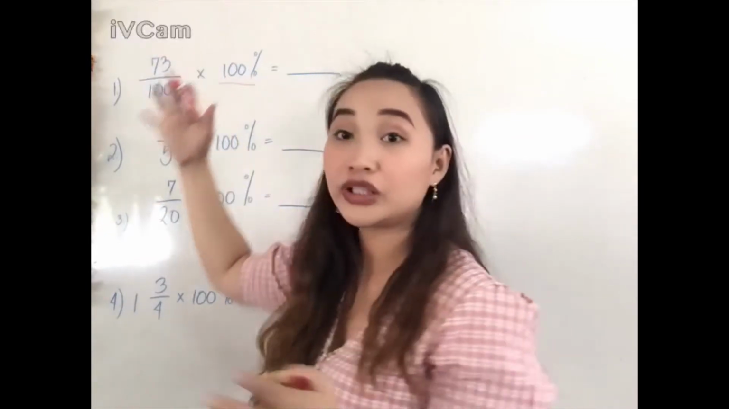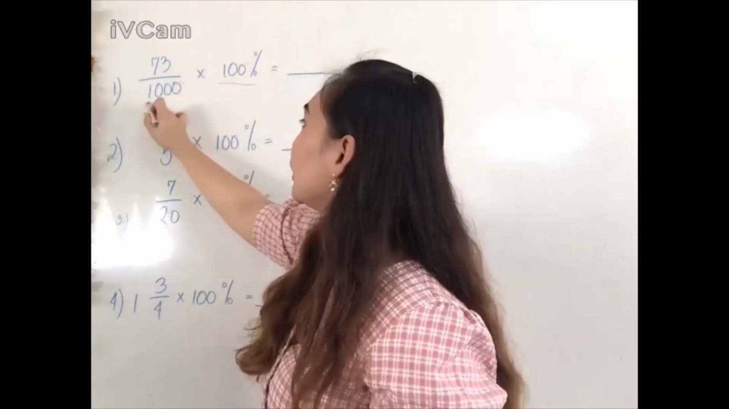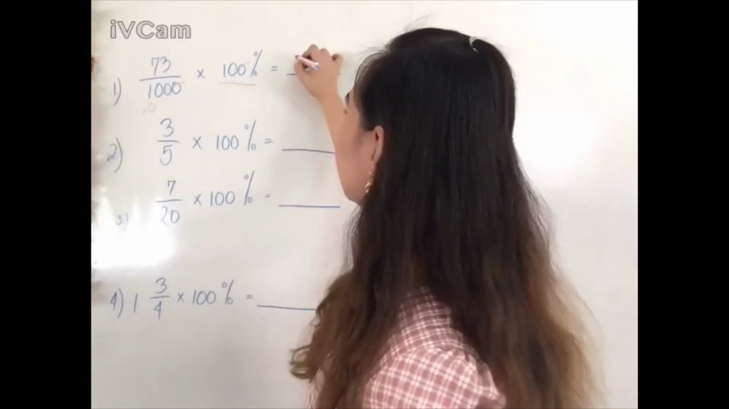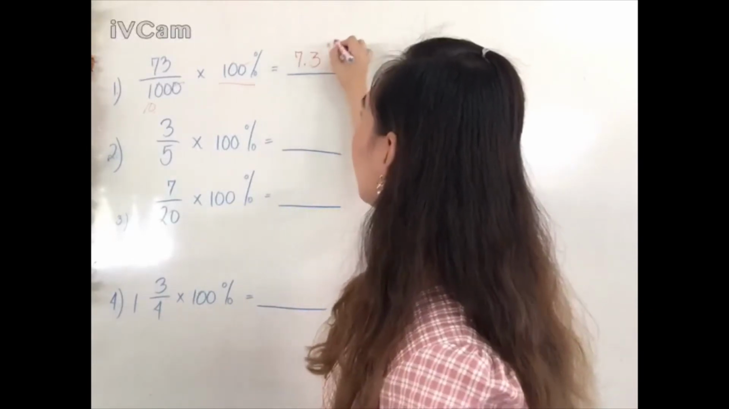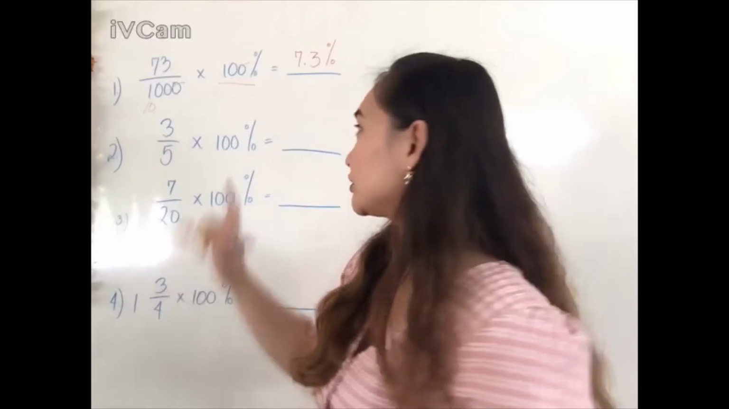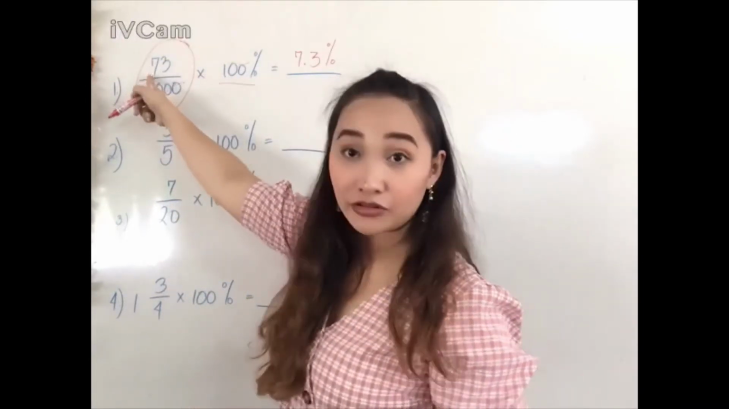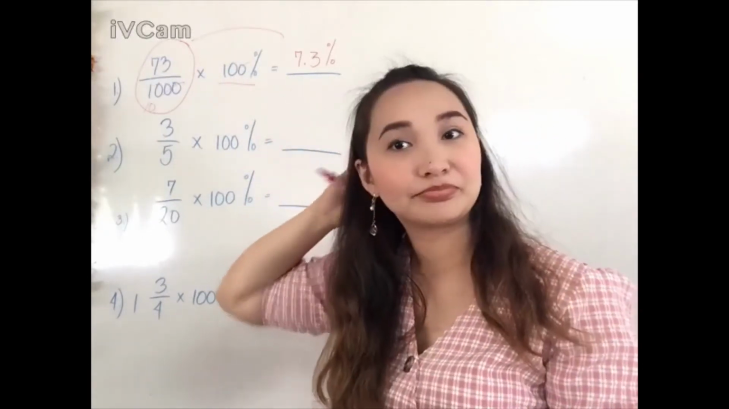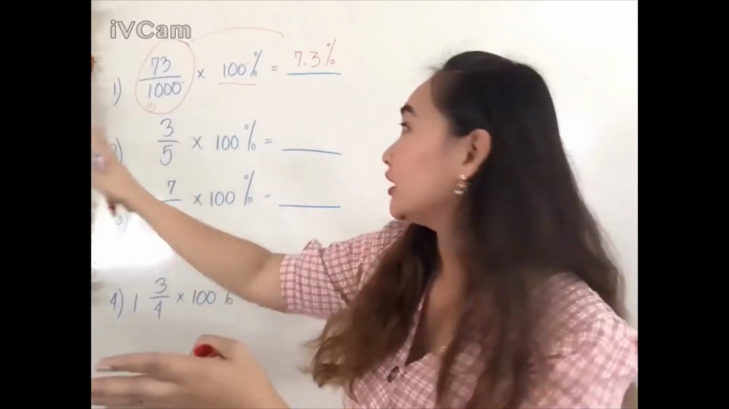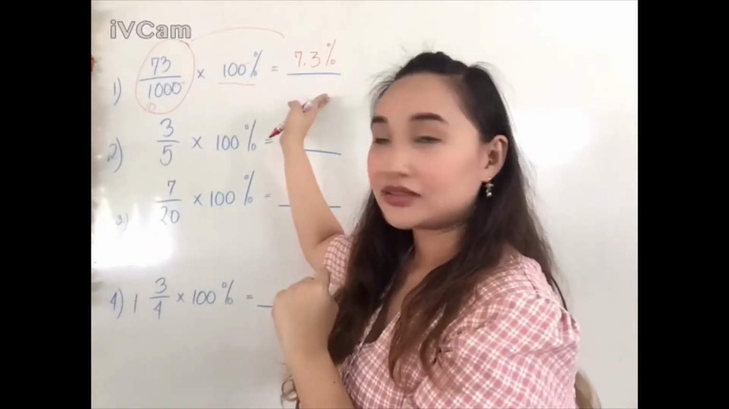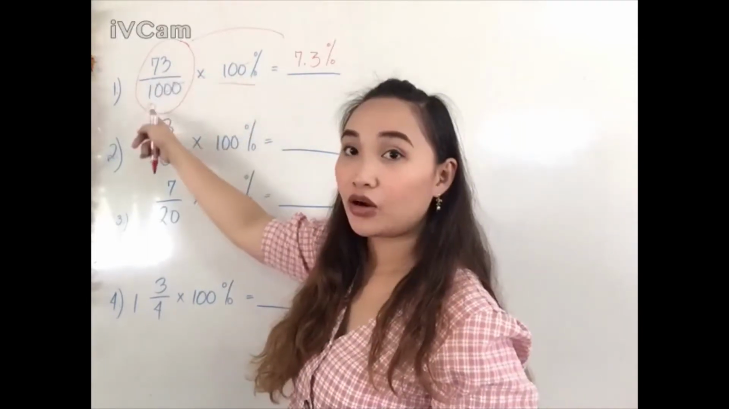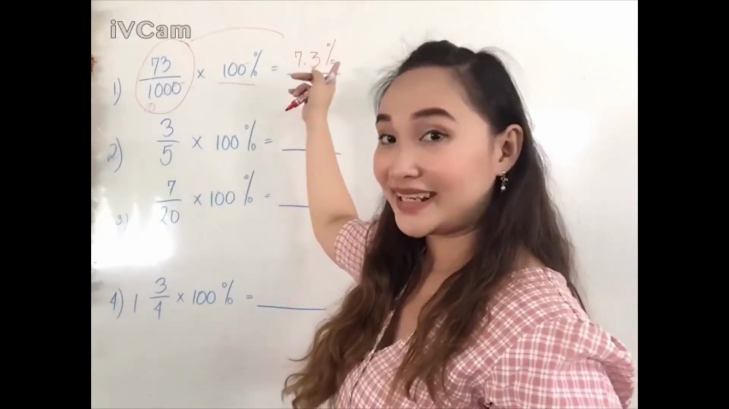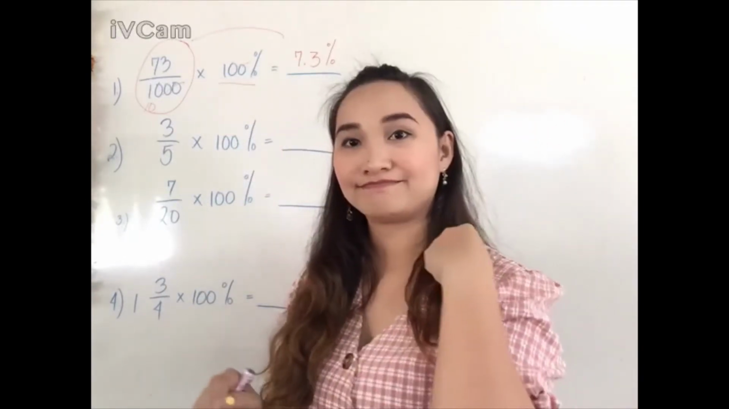So we have, okay, let's do the cancellation method. Of course, we have the 1 to 10, 73 divide 10, that is equal to 7.3%. Okay, so therefore, 73 over 1,000 is 7.3%. Changing from fraction to percentage. 73 over 1,000 is equal to 7.3%.